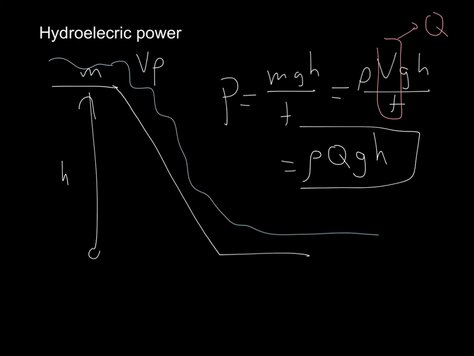As you can see, the more volume flow rate there is, so the faster the water flows, the better. And of course, the higher the dam, the better. That makes perfect sense. You're not going to change the acceleration of gravity, and you're also not going to change the density of the water. So basically, these two things determine the power delivered by a hydroelectric dam. So you want to make the dam as high as possible and make the water flow as fast as possible.